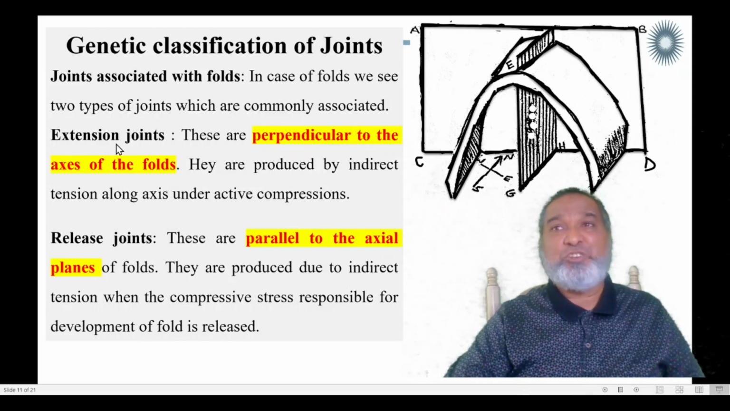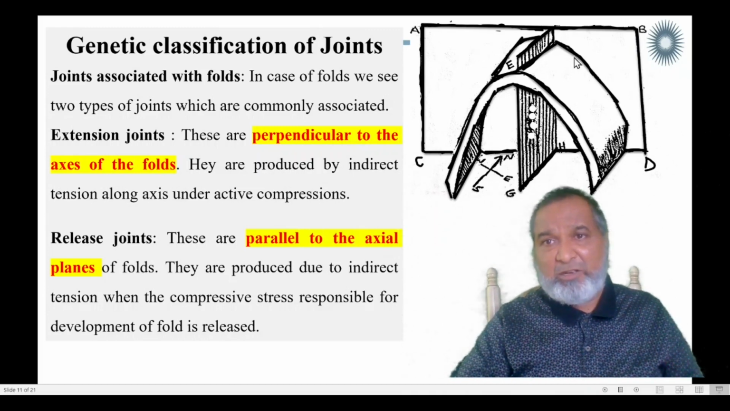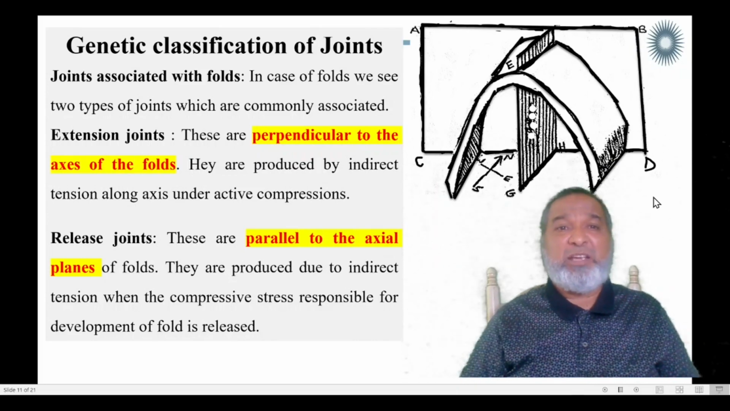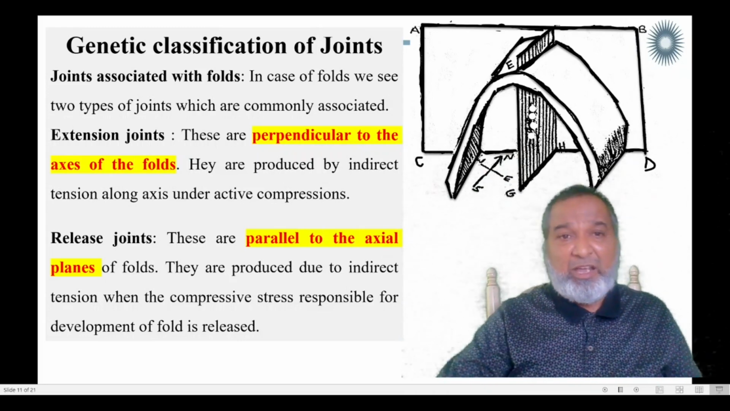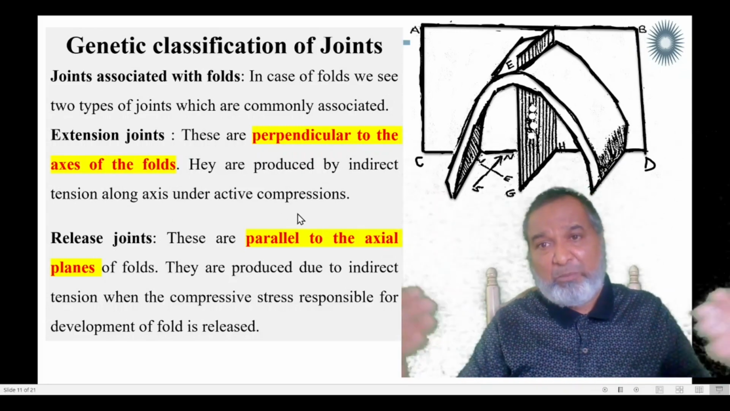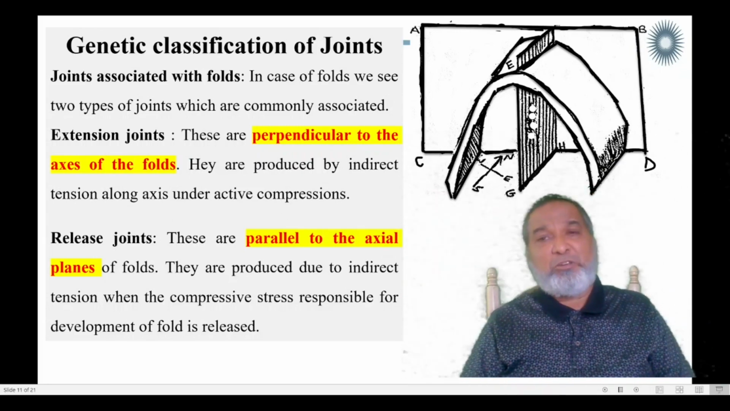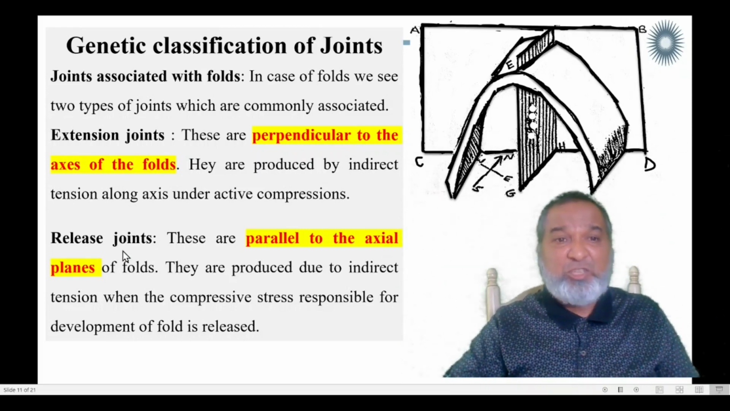So in this, the extension joints are perpendicular to the axis of the fold. This is the axis of the fold. So if you draw joints perpendicular to this like this, then they will be called extension joints, perpendicular to the axis of the fold, and they are produced by indirect tension along the axis under active compression. When we apply a compression force, due to that compression force they are going to form.